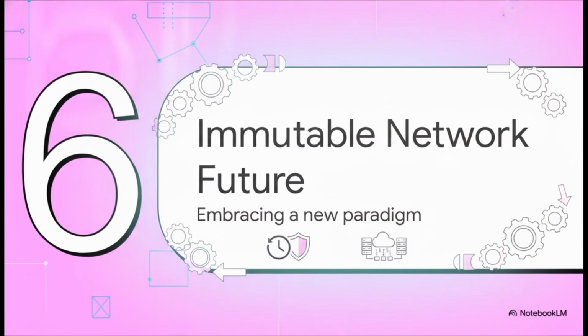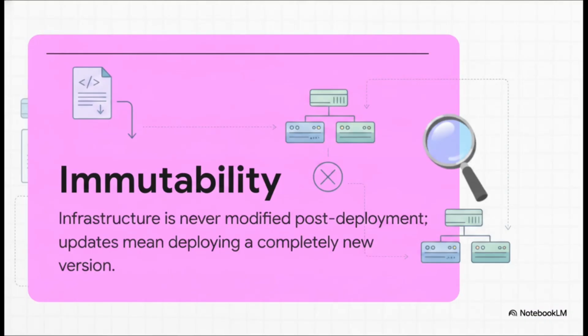And finally, Section 6, your immutable network future. Embracing a brand new paradigm. This is the holy grail right here, immutability. In a truly immutable infrastructure, once something is deployed, it is never modified in place. If you need a fix or an update, you don't patch the live running system. Instead, you deploy a completely new, updated version of the infrastructure to replace the old one, and then you decommission the old one. It sounds radical, but it allows you to track your versions perfectly and prevents all sorts of headaches.